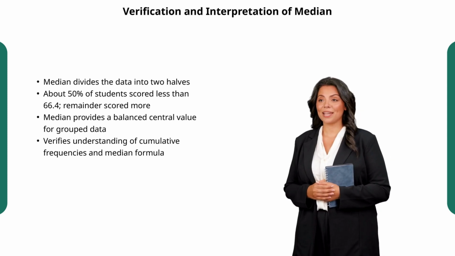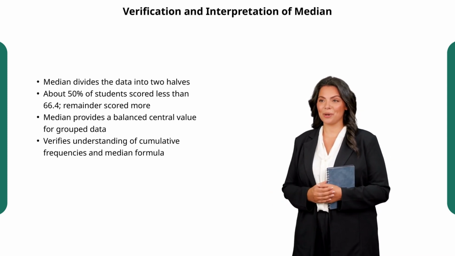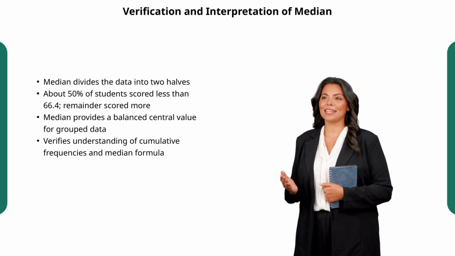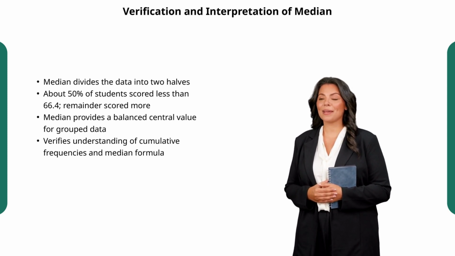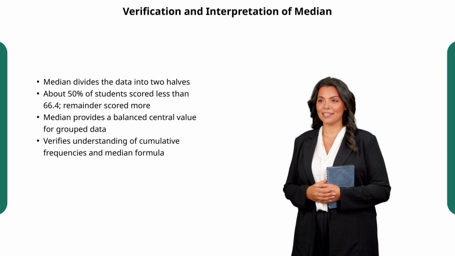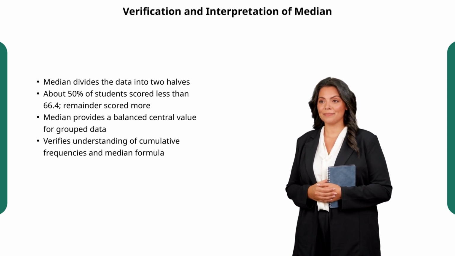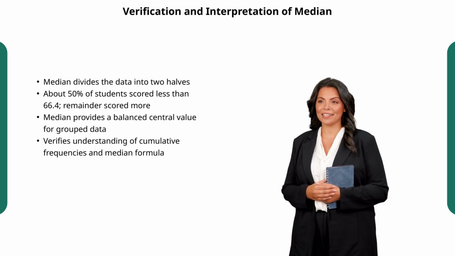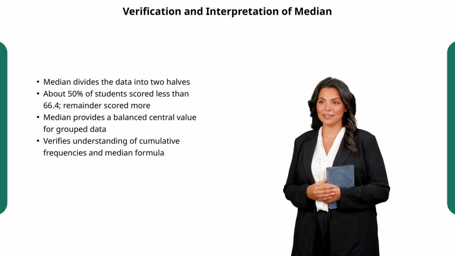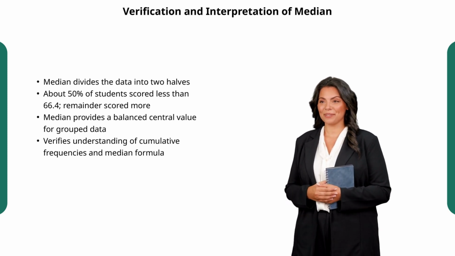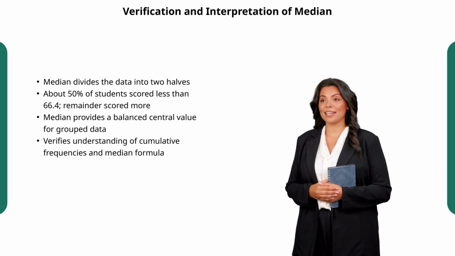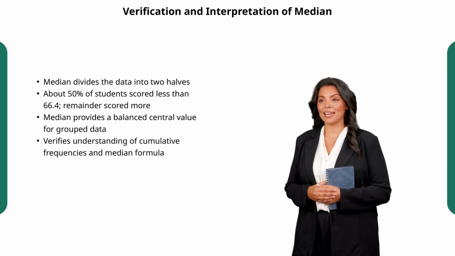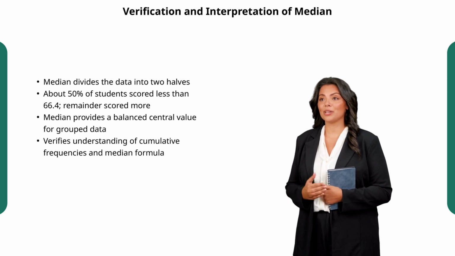Having calculated the median as approximately 66.4, let's understand its significance. Remember, the median divides the entire data set into 2 equal halves. In this case, roughly half of the 53 students scored less than 66.4 marks, and the other half scored more. This median value gives us a sense of the central tendency of scores in the grouped data, even when exact individual marks are unknown within intervals.